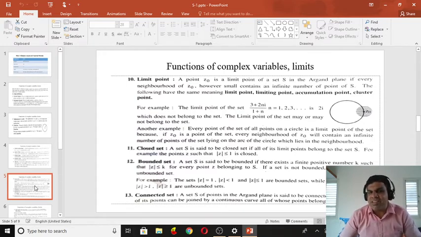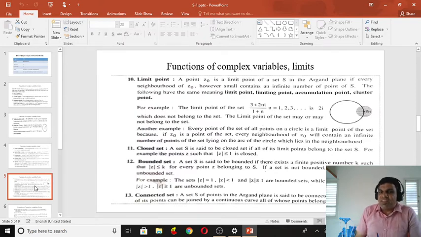A point Z0 is a limit point of a set S in the Argand plane if every neighborhood of Z0, however small, contains an infinite number of points of S. This has the meaning of limiting point, accumulation point, and cluster point.